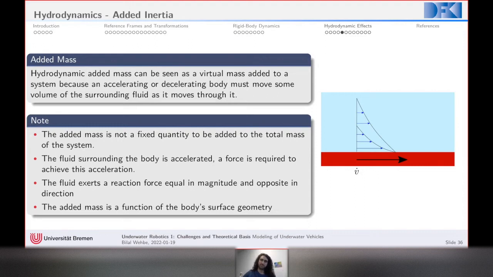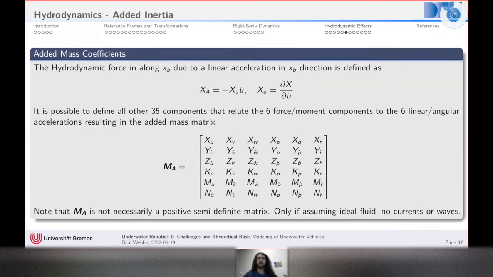Okay, so this is one of the parts of hydrodynamics that, if we want to model in a practical manner, we have to simplify. Some of the simplifications done here: if you want to consider the hydrodynamic force along one of the axes, let's just talk about the x-axis of the vehicle. The force due to the linear acceleration along this axis only is going to be described as the following. X_A is the force, and it is going to be minus, since it's opposite in direction, a certain term X_u-dot.